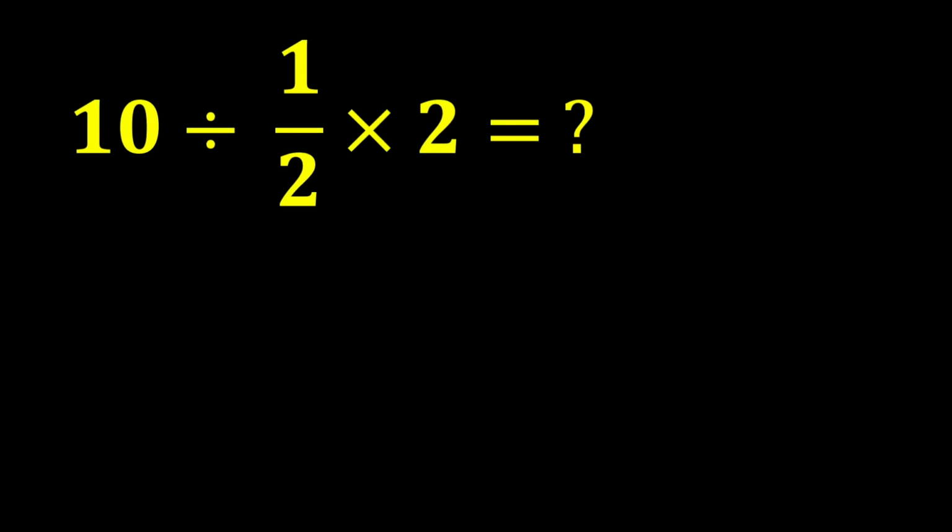10 divided by 1 over 2 times 2. In this expression, there is both division and multiplication. According to PEMDAS, multiplication and division have equal priority, so we move from left to right and perform whichever operation we encounter first. In this expression, if we move from left to right, we reach division first, so we perform the division first and then the multiplication.